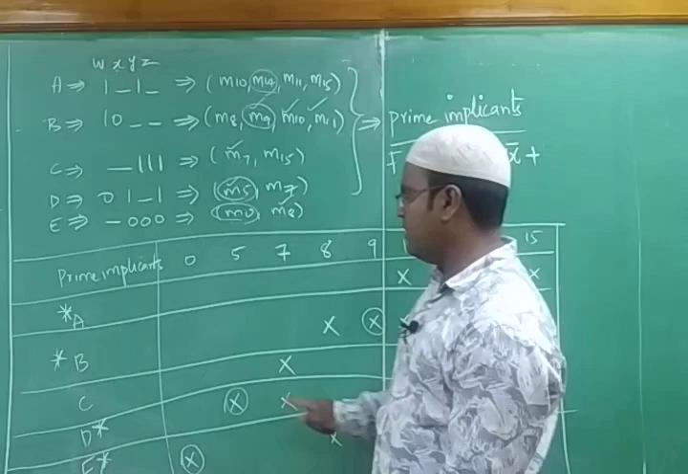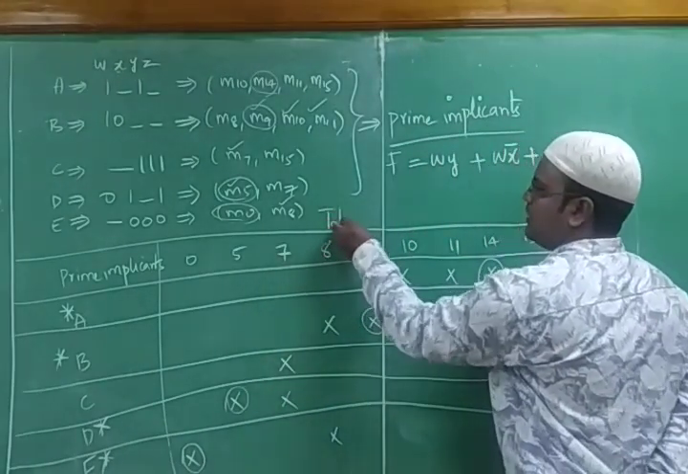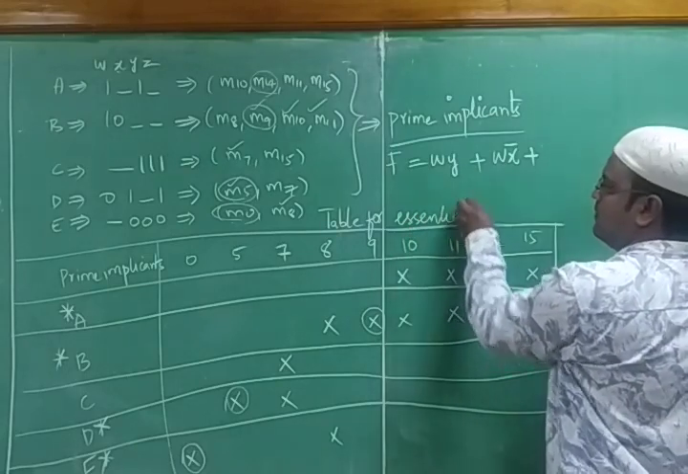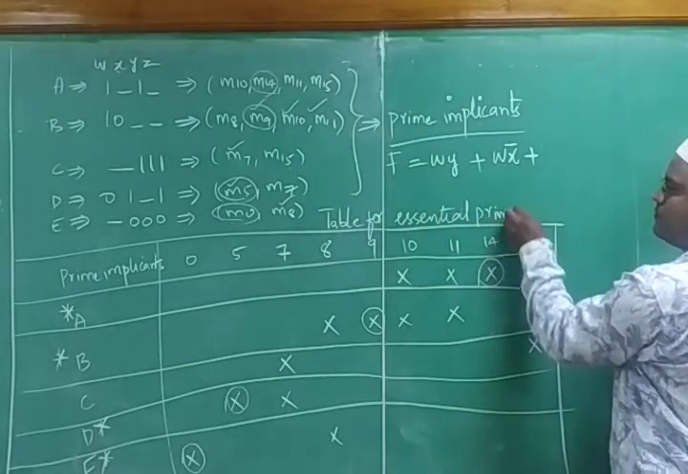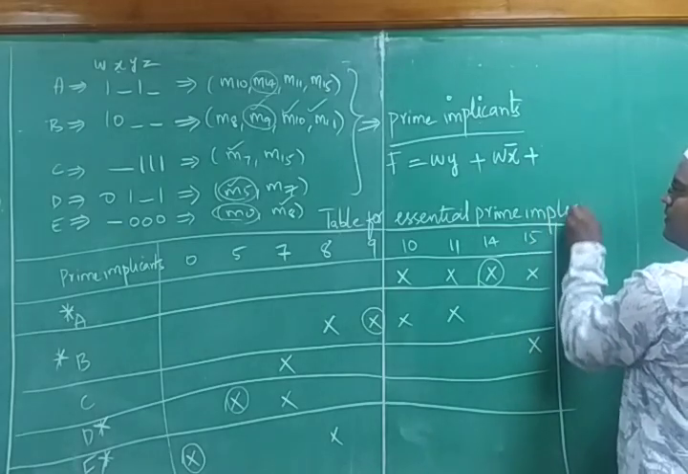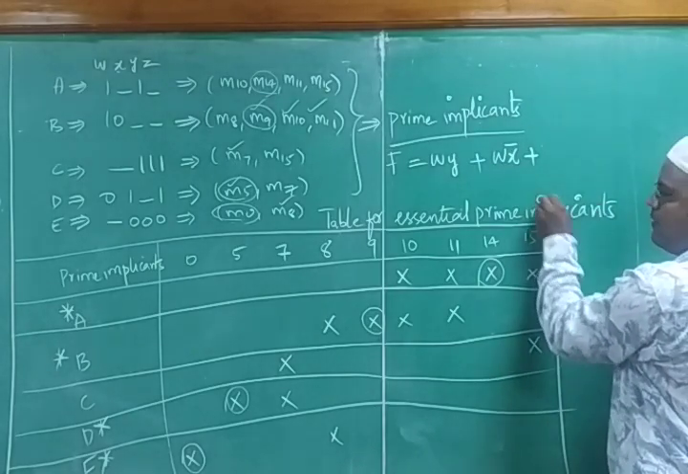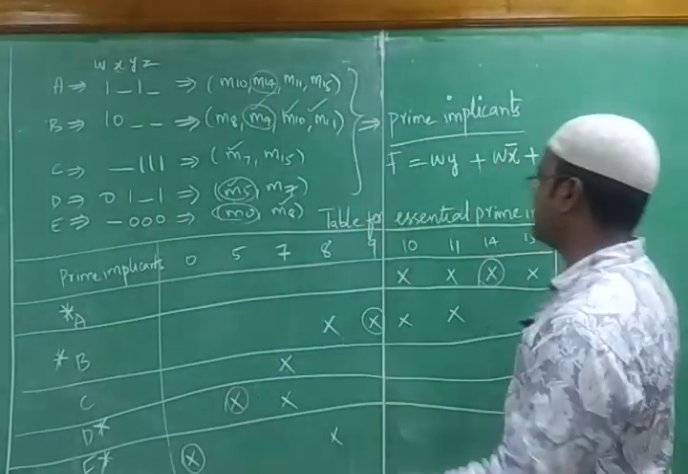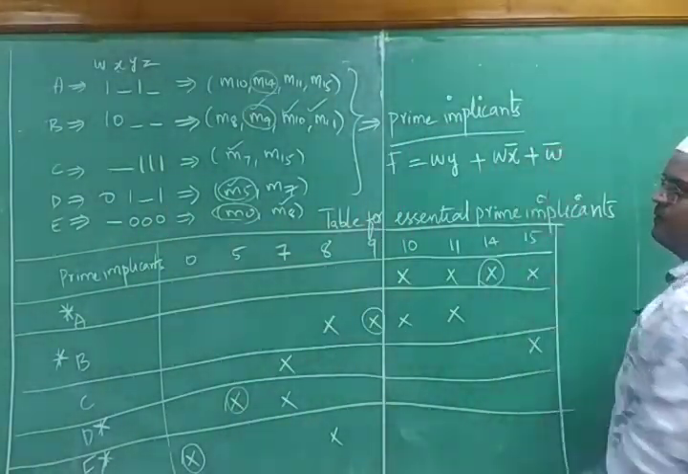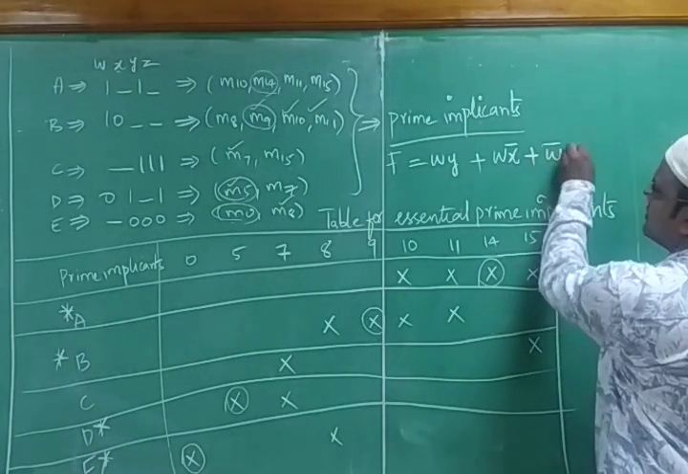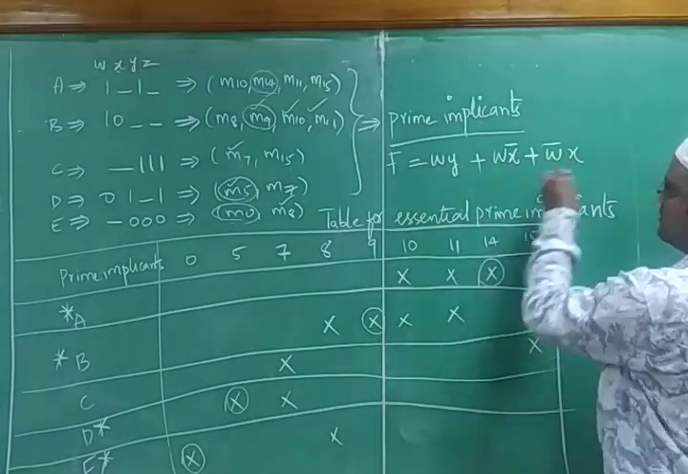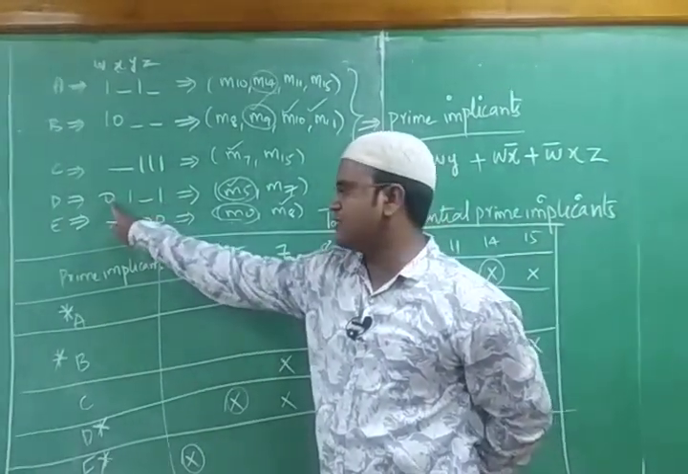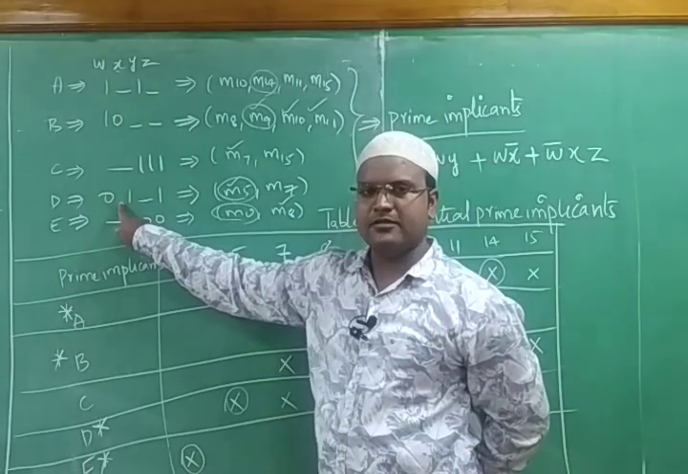So what we have found, what is this table called? Table for essential prime implicants. So now what is D actually? D is 0, 1, dash, 1. So 0 is nothing but W bar. 1 means X, then dash is there, we will not write dash, Z. So this is for W, X, Y, Z. Since it is 0, so W bar, this is X and this is Z.